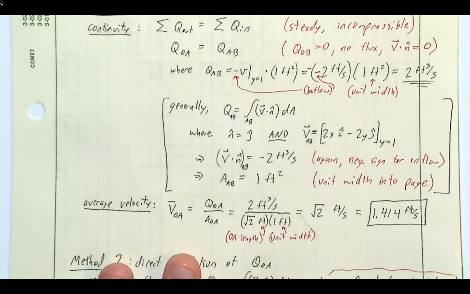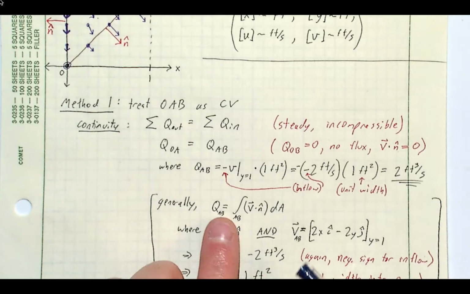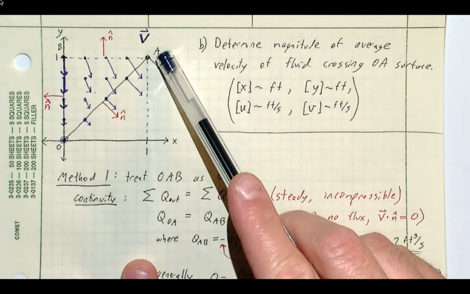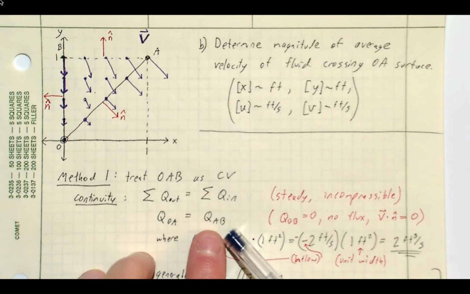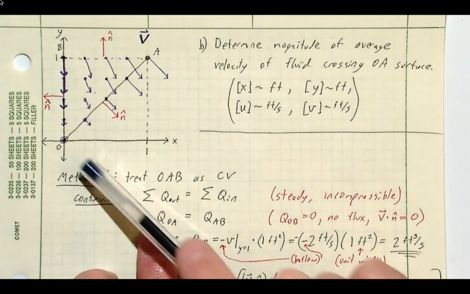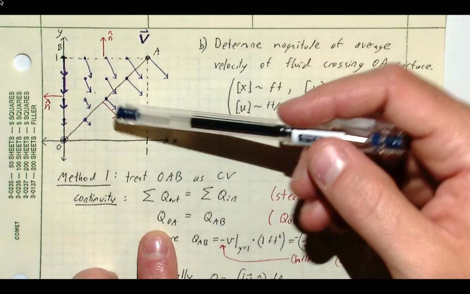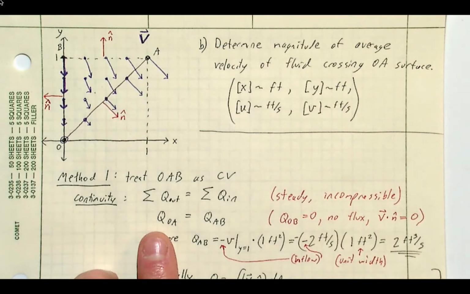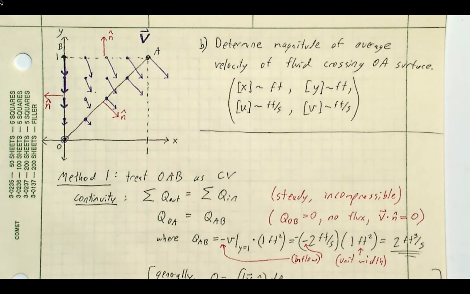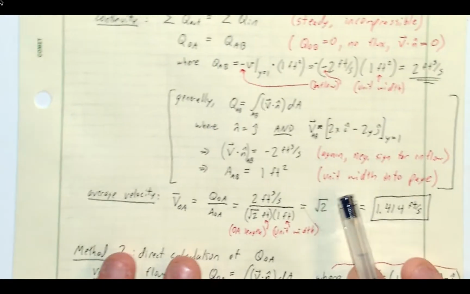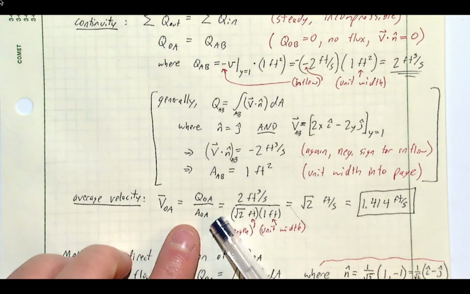Now to get our average velocity, now we found the volumetric flow through AB. And from continuity, we know that must equal the volumetric flow rate between OA, because there's no flow in or out in the OB plane. So our average velocity is just then the volumetric flow over the area.